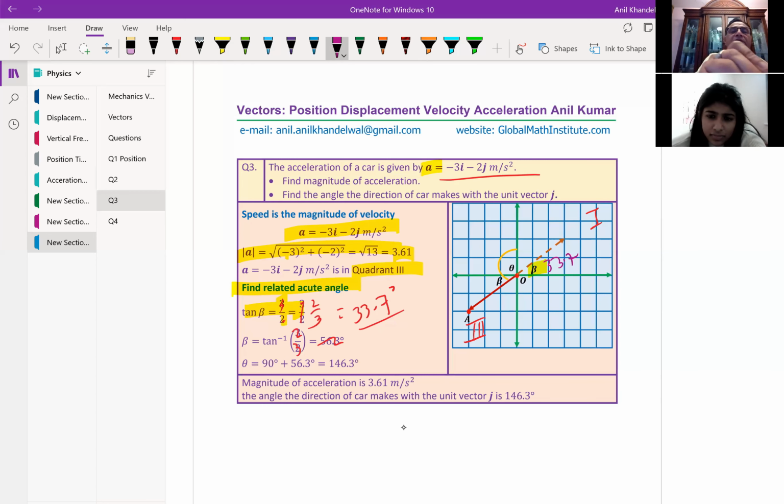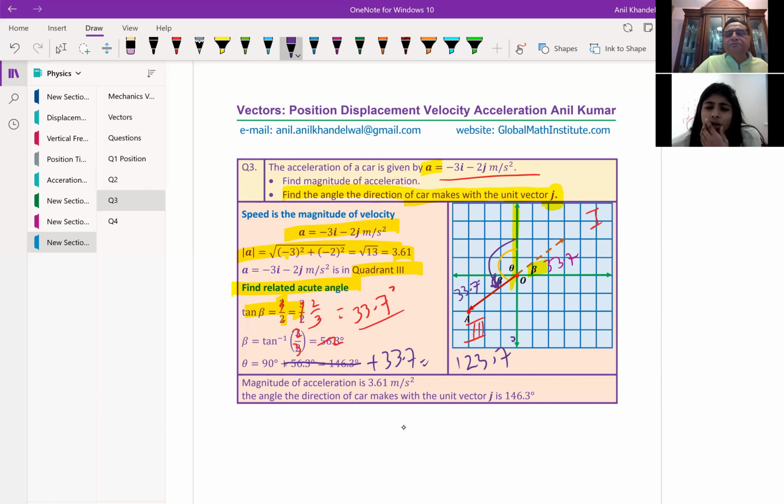Now, what do we need to find? The question says, find the angle the direction of the car makes with unit vector j. Do you see that? We have to find from here, j. So clearly from here, this is a vertically opposite angle. So this angle here is 33.7, correct? From j, how much? 90 plus 33.7. So we just add 90 to this and get our answer as 90 plus 33.7. You get the idea. So it is 103.7.